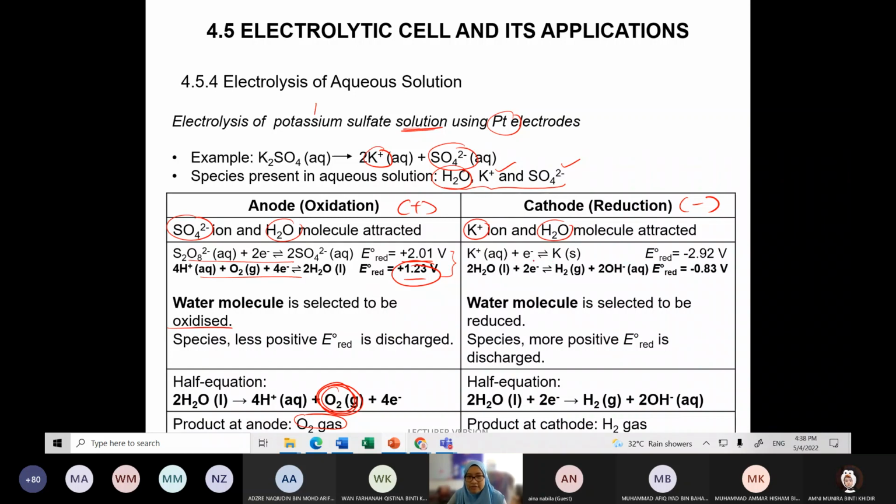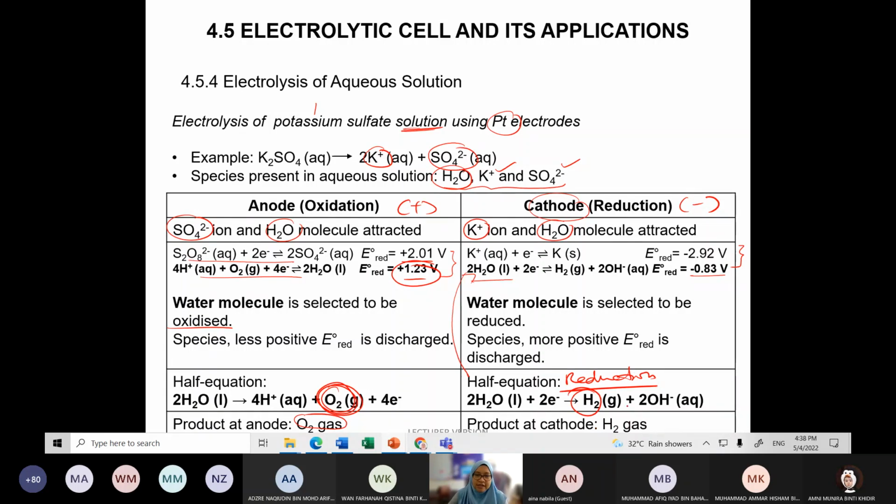Whereas for the cathode, we also have to choose. Since this is at the cathode, we choose the one that has the more positive, or less negative, value. So negative 2.92 and negative 0.83, which is more positive? Water again. Water will be discharged. The reduction equation for water is the same as the one from the SRP. As you can see, they produce hydrogen gas. So the product at the cathode, you will also observe bubbles, but it is hydrogen gas.